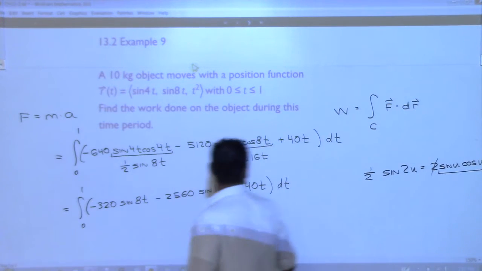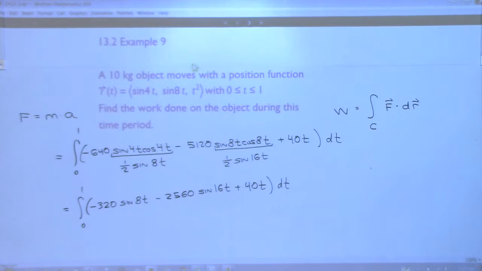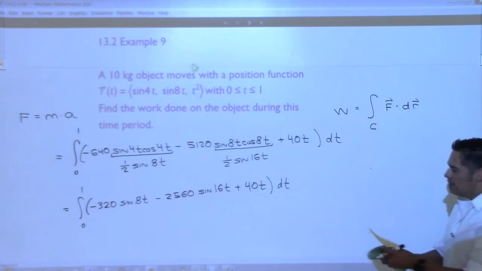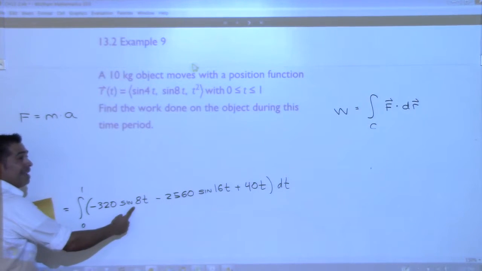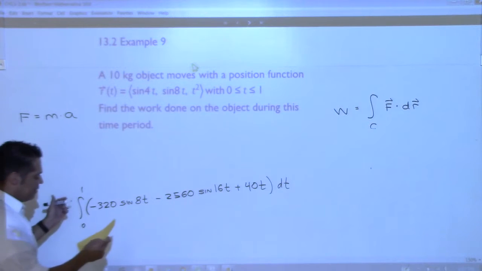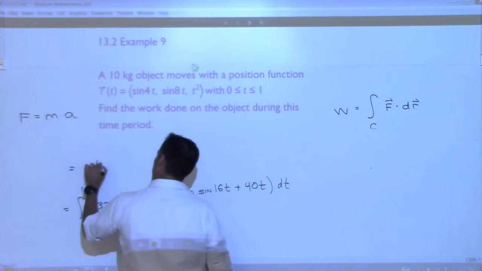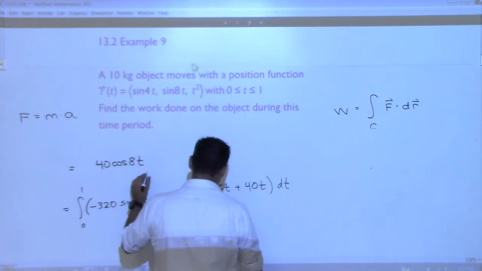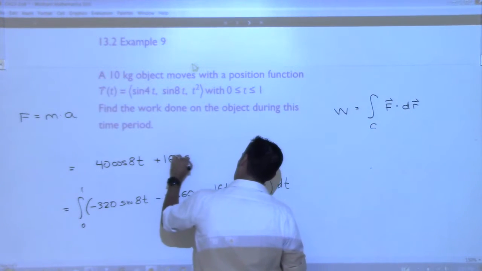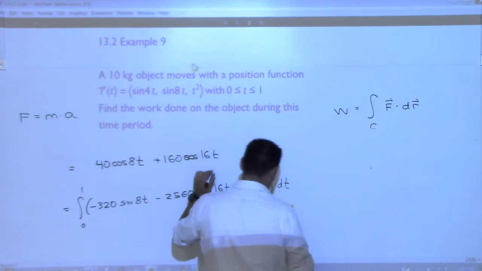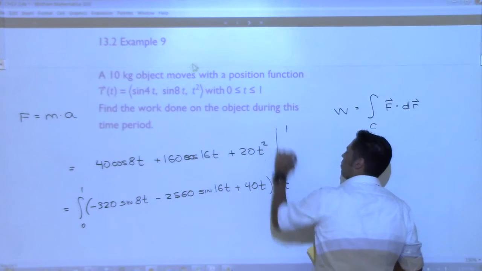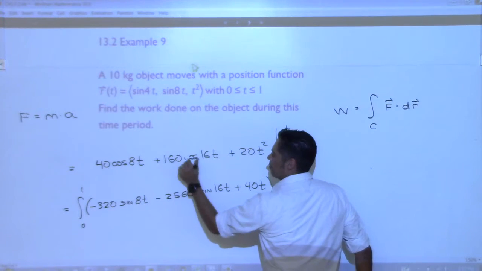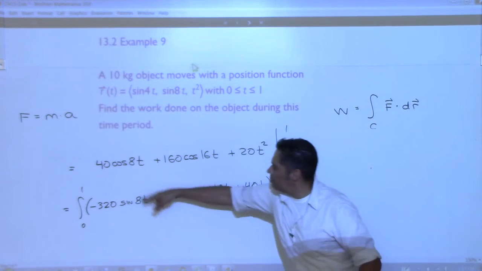All right, can we integrate that? Yes. Okay, so when we integrate those term by term, the numbers in this work out really nice, actually. So remember, the antiderivative of sine of 8t would be negative cosine of 8t, but then you'd have to put a 1/8 in front. So when you do that, you should get 40 cosine 8t. So I'm doing the antiderivative here, plus 160 cosine of 16t, and then plus 20t squared. And we're going to evaluate that at 0 and 1.